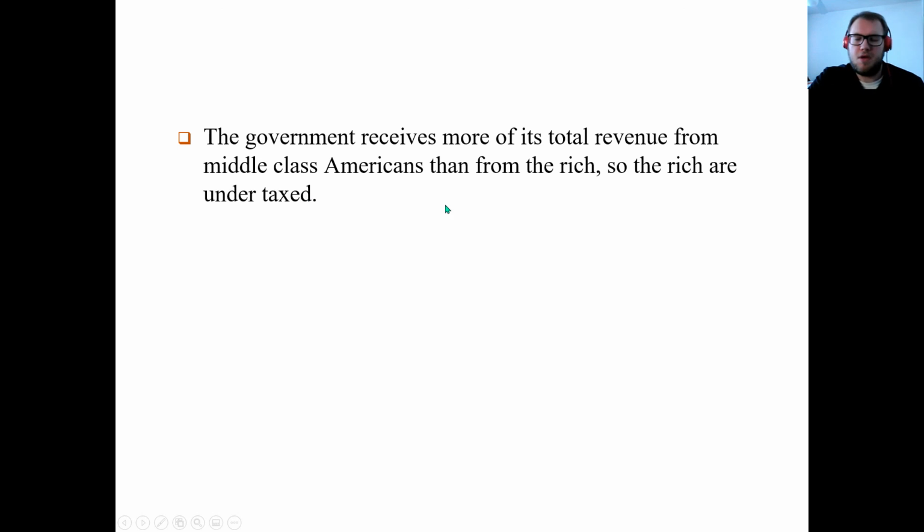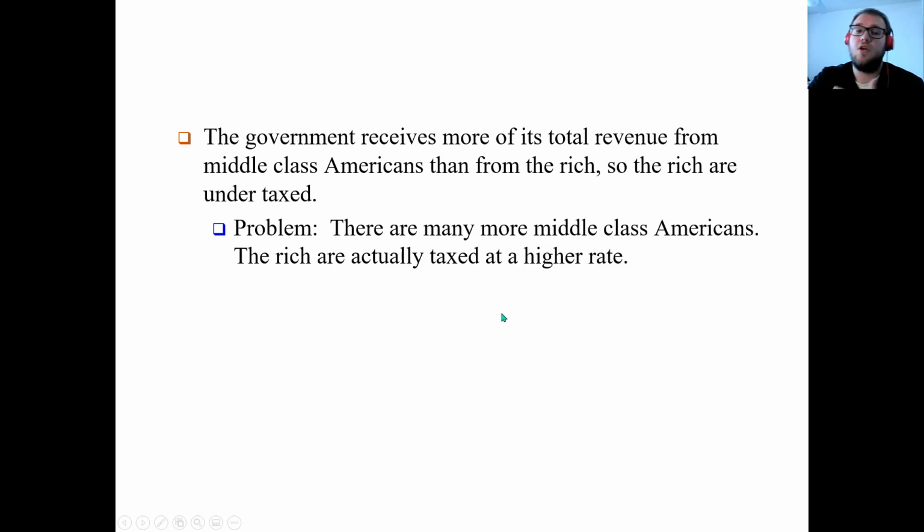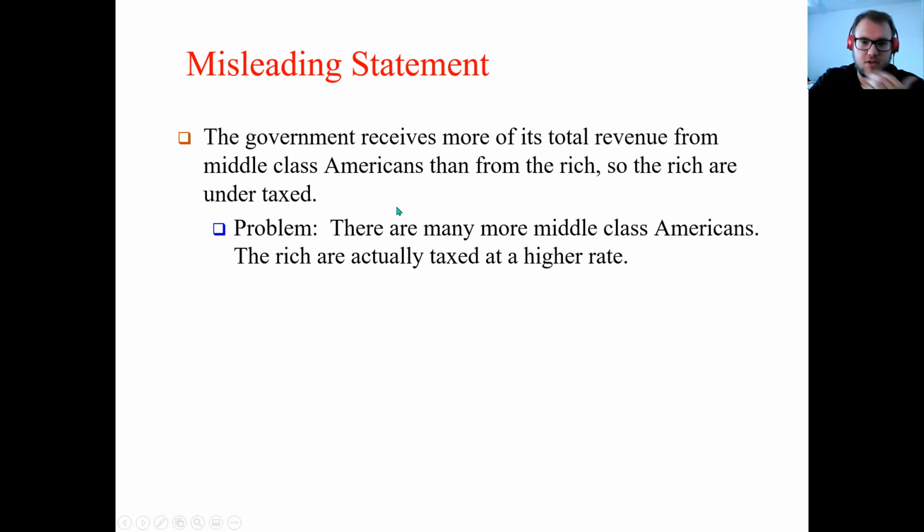So, the government receives more of its total revenue from the middle class Americans than from the rich, so the rich are undertaxed. Well, here's a problem. There are many more middle class Americans, and the rich are actually taxed at a higher rate. So this is an example of a misleading statement. We could make this true if we add more context to it.